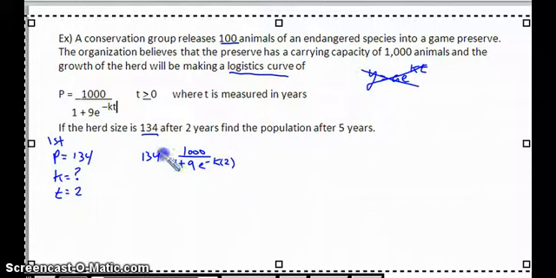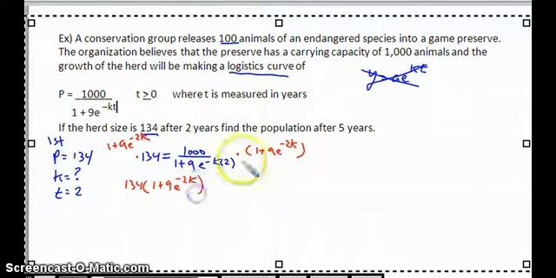Algebraically, to solve this, my problem is I'm trying to solve for a k that's in my denominator. To get that out of the denominator, I would have to multiply both sides by 1 plus 9e to the negative 2k. So really what that's going to leave me with is 134 times that whole quantity. And over here, these will cancel out and leave me with just 1,000.